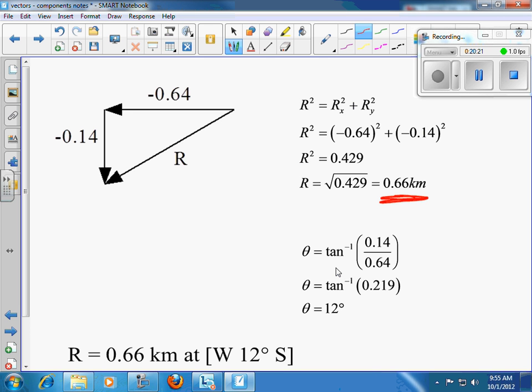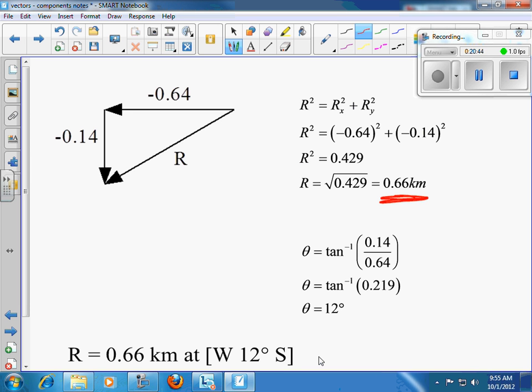Is it always going to be tangent? The answer is yes, because tangent is always opposite and adjacent. Am I always going to have opposite and adjacent? Yep. Now, could I use sine and cos? Sure, because I just found the hypotenuse. But generally, we like to use ones that we already know. So we're going to use tangent here, and we get 12 degrees, and that's going to be west 12 degrees south.